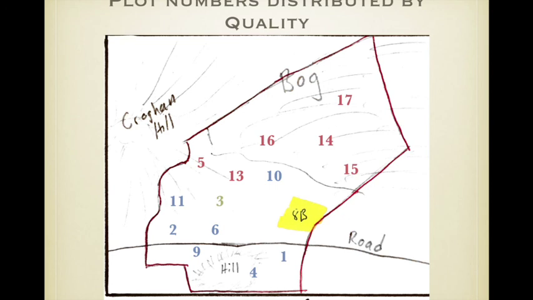Then we move into the better land, the good quality land, at the base of Crowhon Hill, as is the case with plot number 3. 7, falling into that plain. 8, the land is far more even there. 12, and 13.